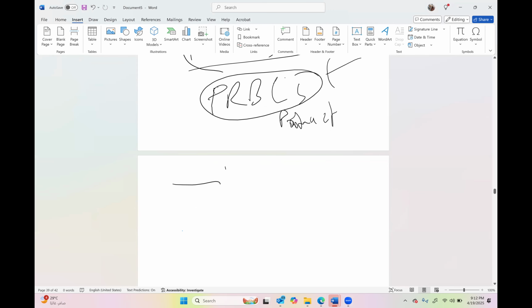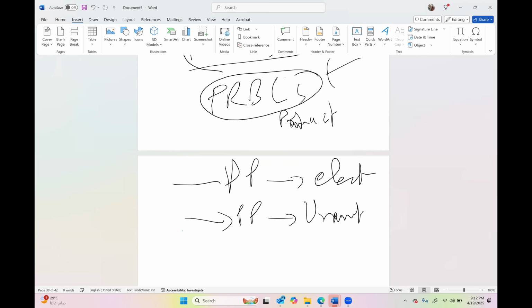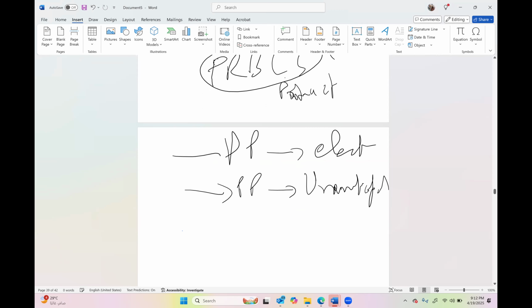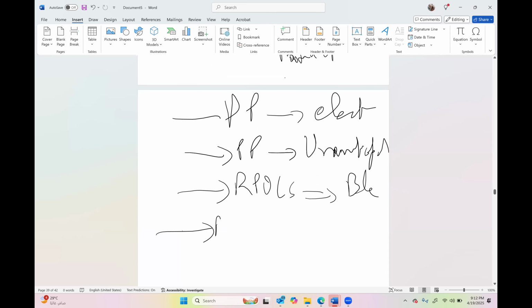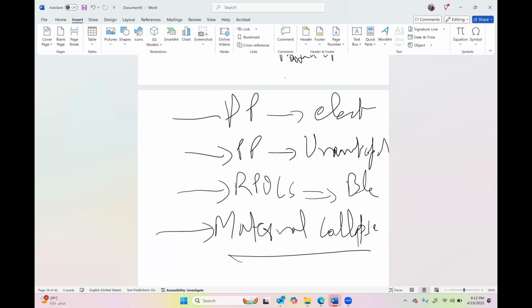They can ask you about placenta previa electively. They can ask you about placenta previa unanticipated, suddenly in an emergency. They can ask you about retained products of conception with bleeding. They can ask you with a maternal collapse. Of course, there will be other differential diagnoses as well, but one of them will be bleeding because of rupture, because of abruption and things like that.